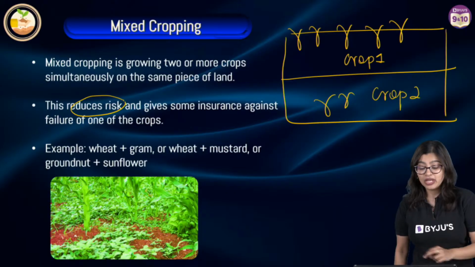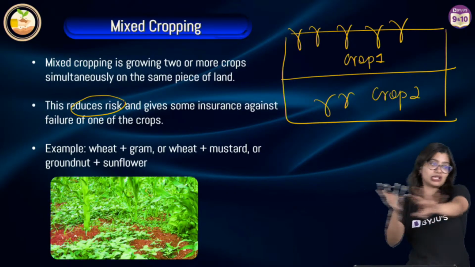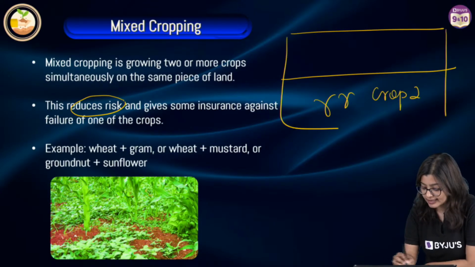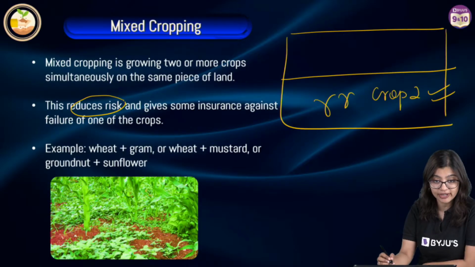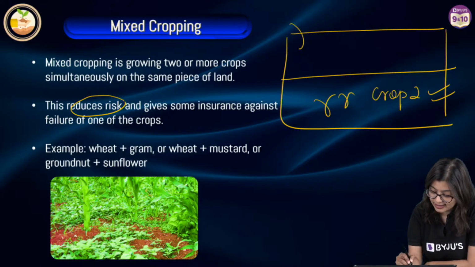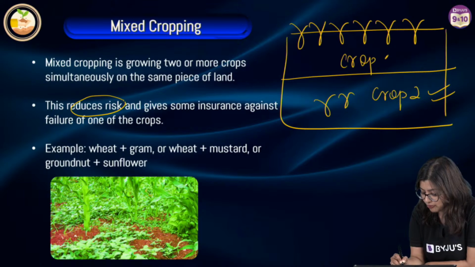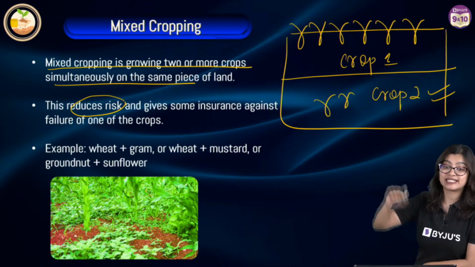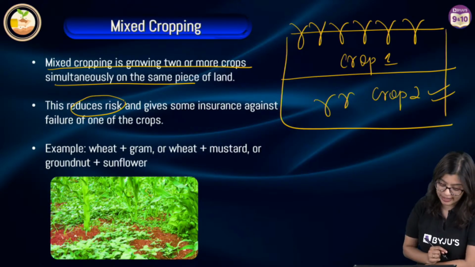But instead, if I grow 2 crops, and let's say 2 parts of the land, on one side you, on the other side you. Even if my crop 1 fails here, I still have my crop 2, which means I can still sell this and make some profit, right? So we see that this right here is where we have crop 1 and crop 2. So mixed cropping is growing 2 or more crops simultaneously. At the same time you grow it, right?